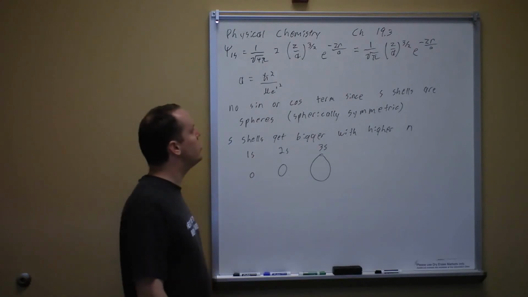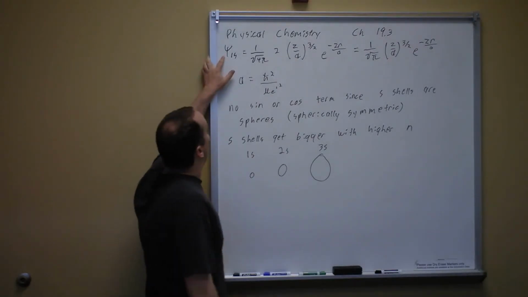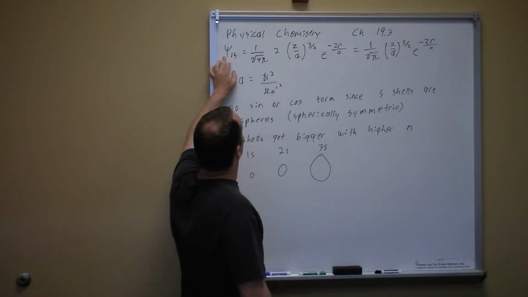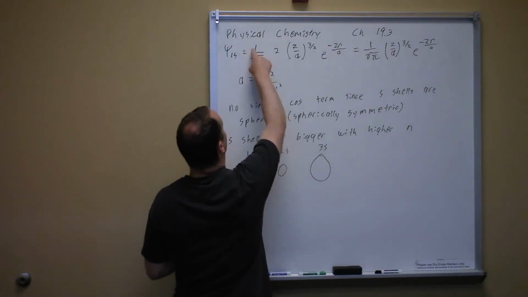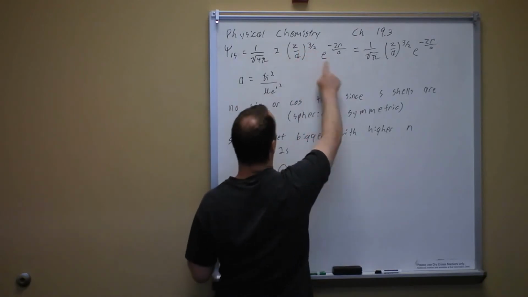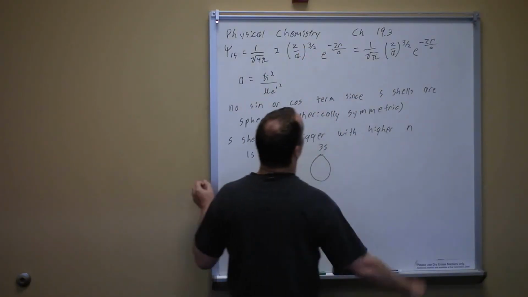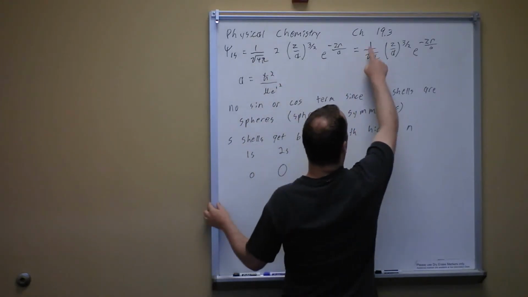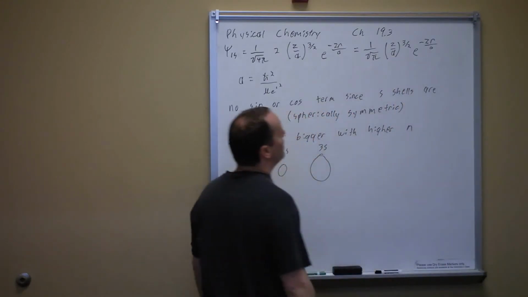Continue on physical chemistry, chapter 19, section 3. As an example, the psi 1s, the wave function for the 1s shell for a hydrogen-like atom, is 1 over the square root of 4 pi times 2 times Z over a to the 3/2 times e to the minus Zr over a. You can pull out that 4 and simplify. You get 1 over the square root of pi times Z over a to the 3/2 times e to the minus Zr over a.